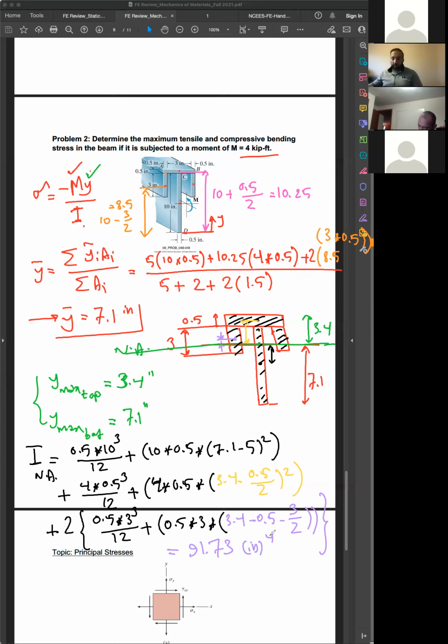All right. So we have found the moment of inertia as well. You're just going to plug into this formula and find the value of stress simply there. All right. So let's just find that value.